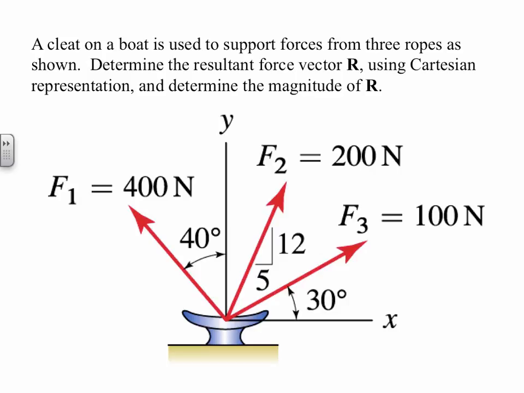In this first problem, a cleat on a boat is used to support forces from 3 ropes as shown. We want to determine the resultant force vector r using a Cartesian representation and also determine the magnitude of r.